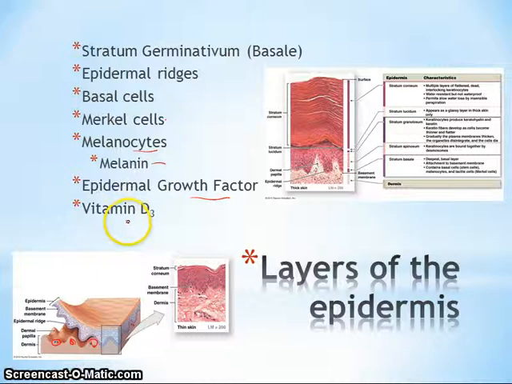Vitamin D3 is produced by cells in the stratum germinativum as well as the stratum spinosum in response to ultraviolet radiation. It is then further modified by the body to aid in calcium absorption in the small intestine.